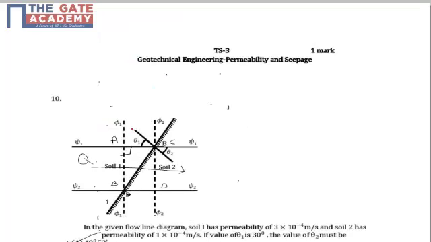That means suppose a flow line is flowing along this line, and it will deflect as its flow media changes. So let us say theta 1 was its initial angle. What will be the value of theta 2?